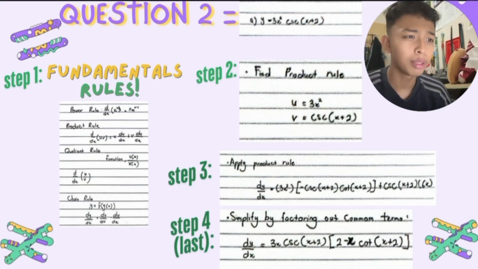For step 3, we apply the rule. We take u, which is 3x^2, and multiply it by the derivative of v. The derivative of cos x is negative sin x, giving us negative sin(x + 2). Then we add v, which is cos(x + 2), multiplied by the derivative of u, which is simply 6x. Finally, in step 4, we simplify our answer by factoring out the common terms. Both parts share a 3x and cos(x + 2). Once we pull those out, we are left with our final derivative.